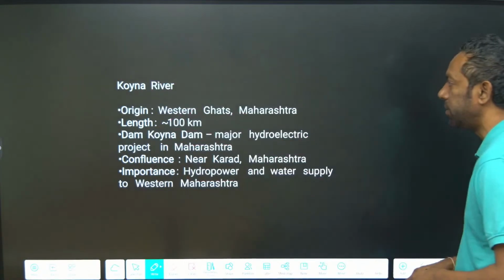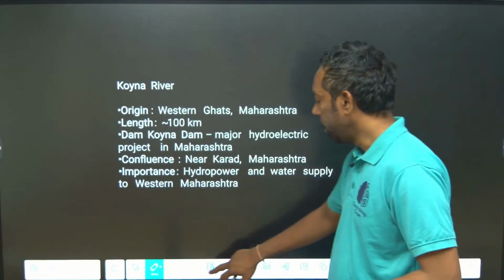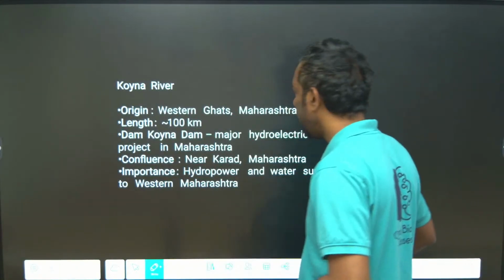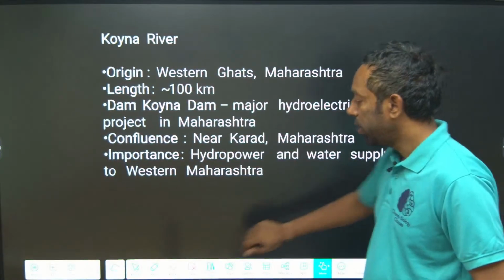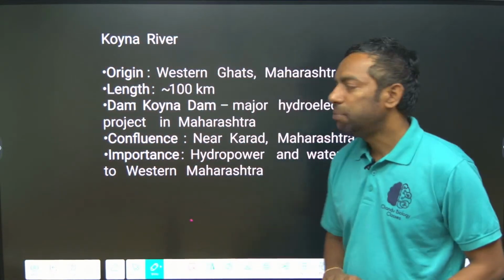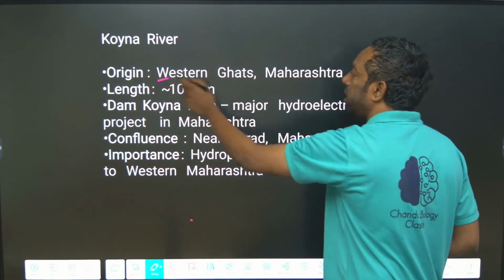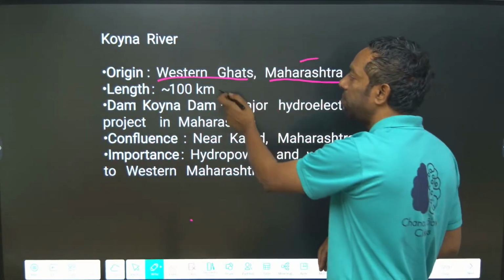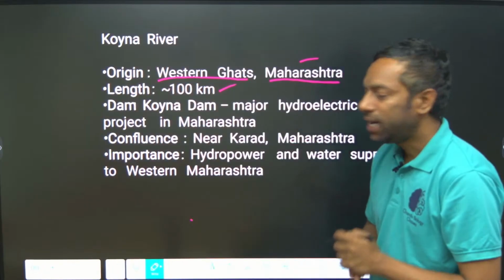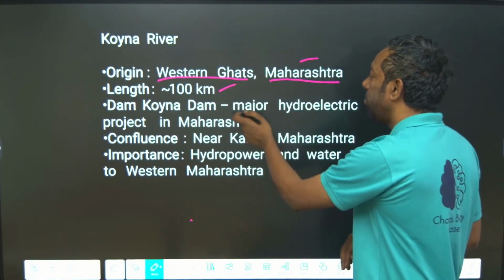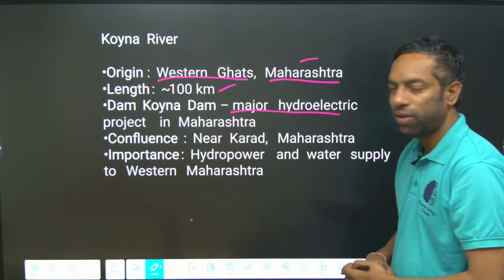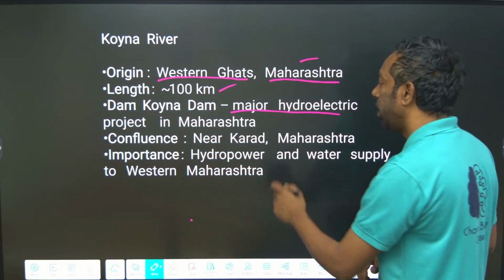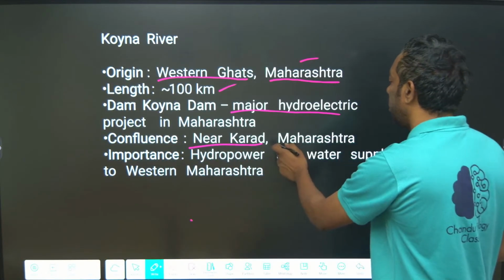Next, Koyana River is one of the right bank tributaries of the Krishna River. It originates in the Western Ghats, Maharashtra, and is approximately 100 kilometers long. Koyana Dam is the major hydroelectric power source of Maharashtra, near Karad.